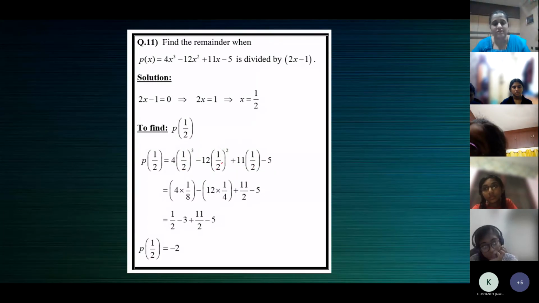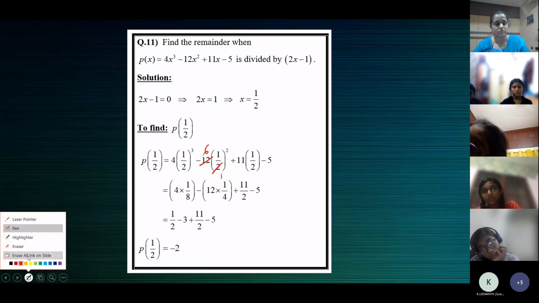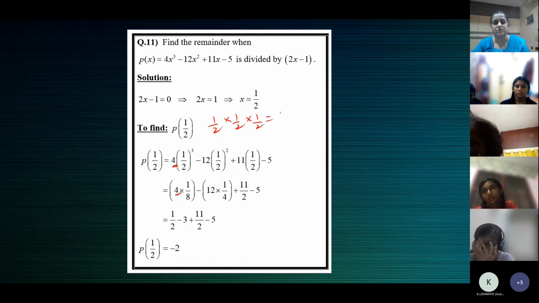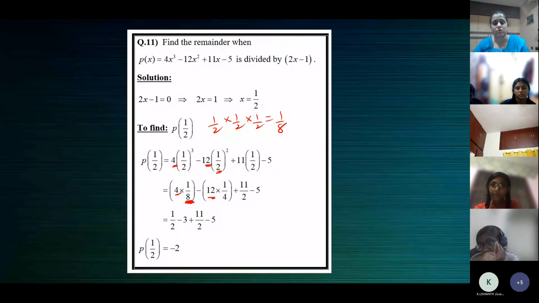Here, you cannot cancel 2 and 12. You cannot do this because it's (1/2) to the power 2. So write 4 as it is. (1/2) the whole cube, which is (1/2) into (1/2) into (1/2), is 1/8. So you can see it here: 4 into 1/8 minus 12 into 1/4, because (1/2) into (1/2) is 1/4.